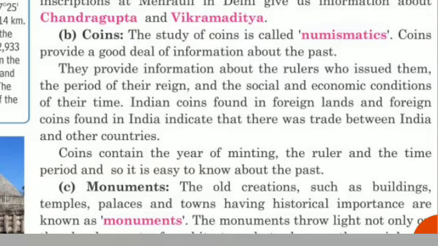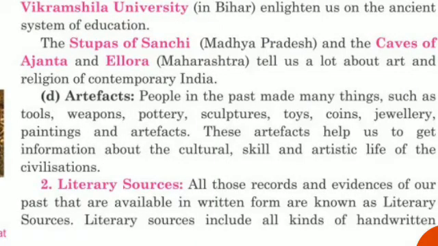Number two, literary sources. All those records and evidence of our past that are available in written form are known as literary sources. Literary sources include all kinds of handwritten documents called manuscripts. In ancient India, people used to write on a variety of materials such as bhojpatra and palm leaves. The literary sources are of two kinds: religious and secular literature.